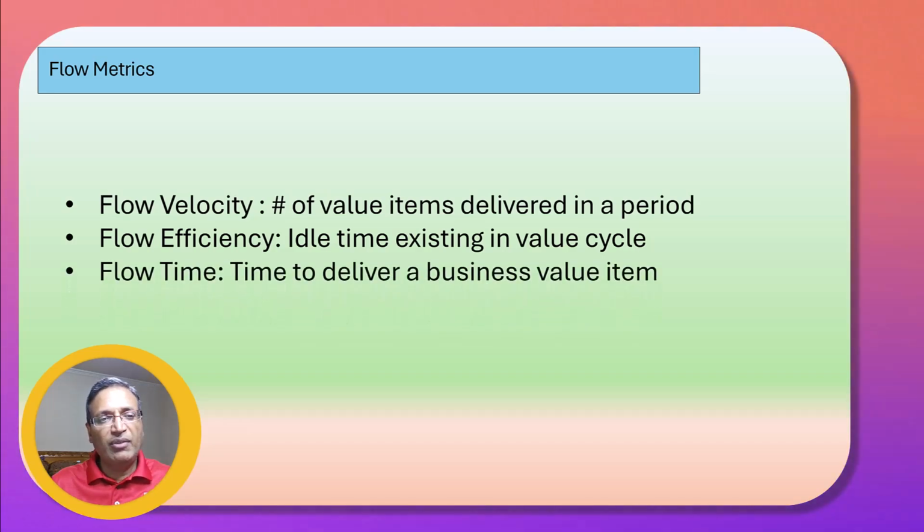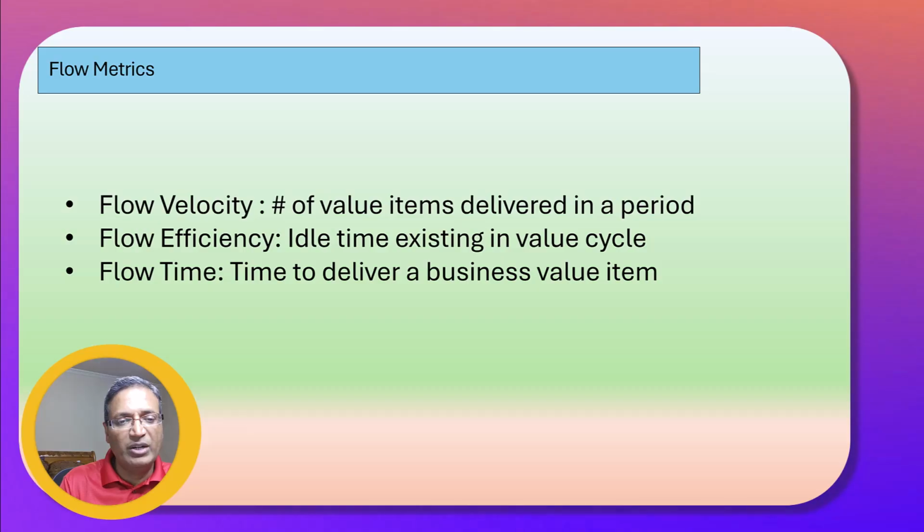And then the third one is flow time. This measures the time to deliver a business value item from start to finish. You can determine your starting point for flow time and the finishing point, and then consistently measure and use it as a metric. This will also help you predict or forecast the flow time for any future work that may come your way. So that is the third one.